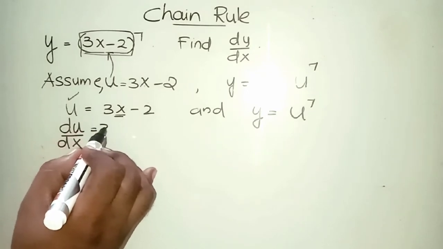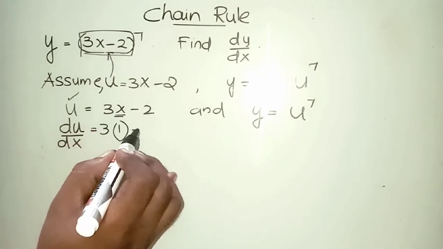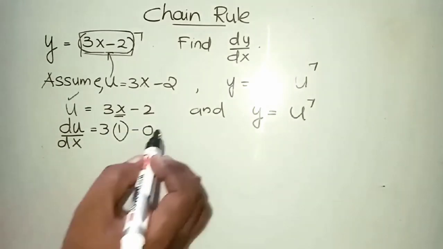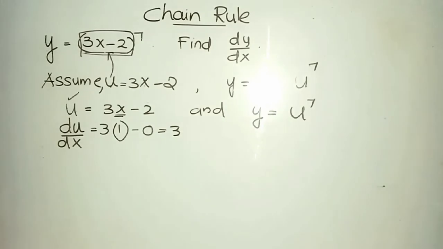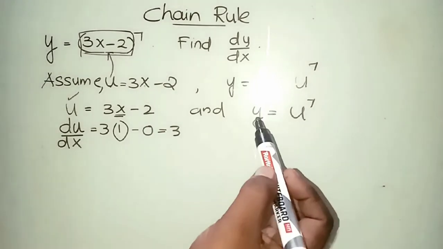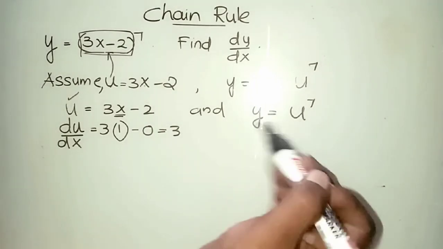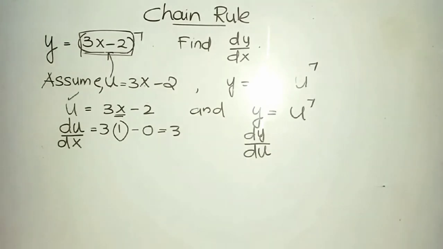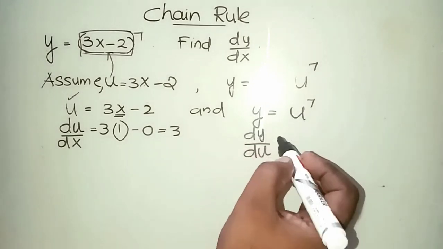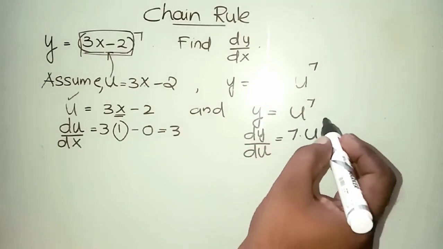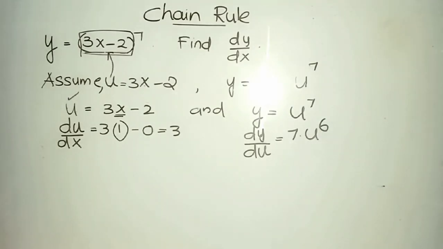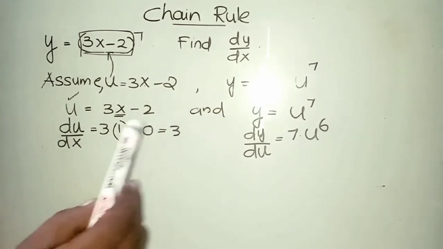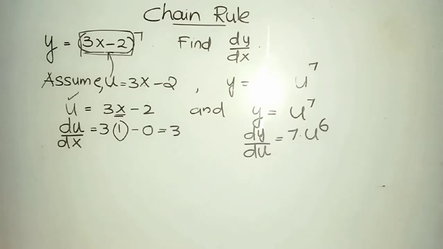Differentiation is the same: the derivative of 3x is 3, the derivative of x is 1, minus that of 2 is 0. So we get du by dx is 3. Now differentiate the other one. When you differentiate it, the subject is y and the variable is u, so it is dy by du. Is it clear? dy by du is equal to 7u raised to 7 minus 1, from the n x raised to n minus 1 form. So we got both terms: du by dx is 3 and dy by du is 7u raised to 6.